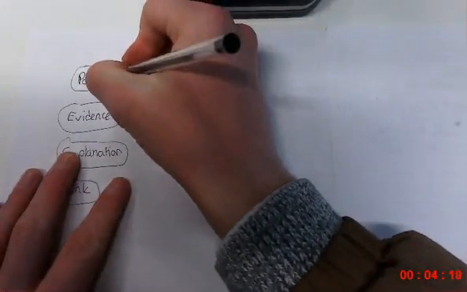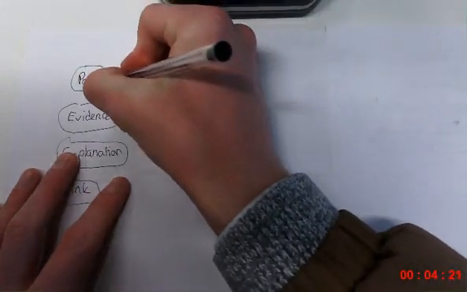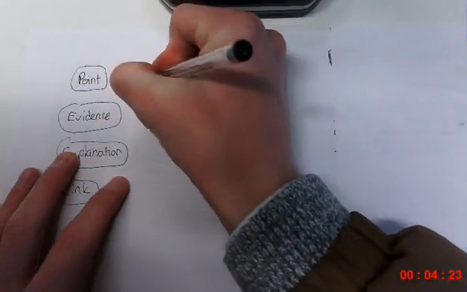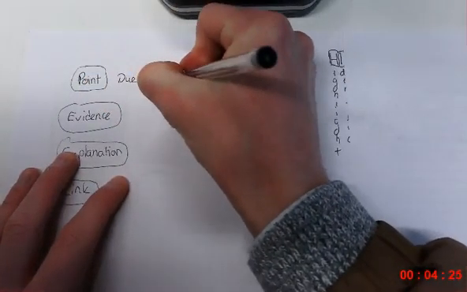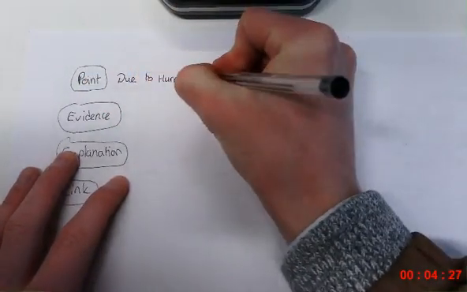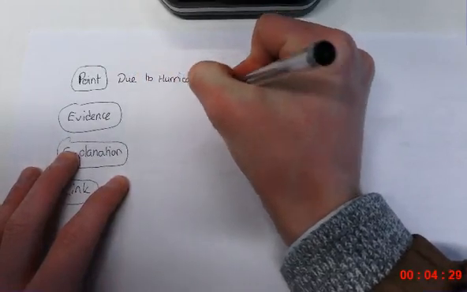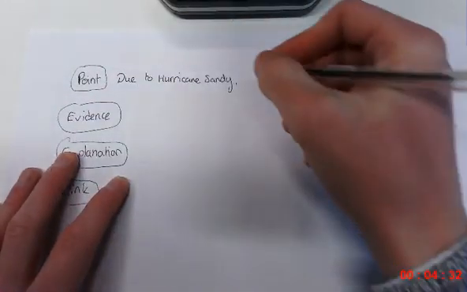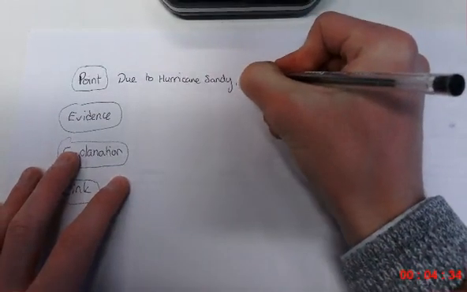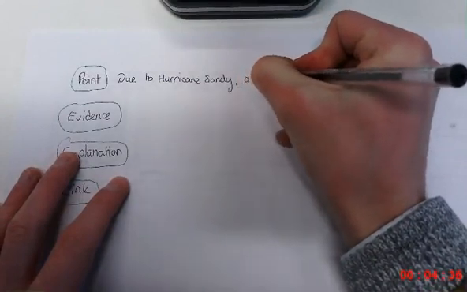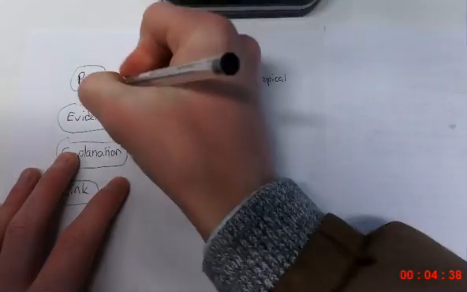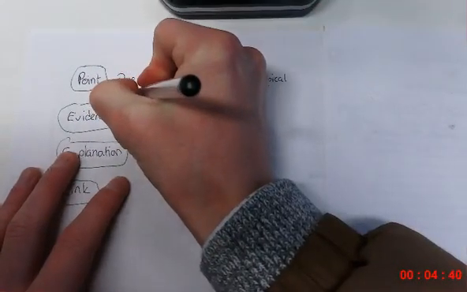And in terms of our point, we've already made it. We've said, due to Hurricane Sandy, and you can give a little bit of information here. So you can say a tropical depression, tropical storm that turned into a hurricane.